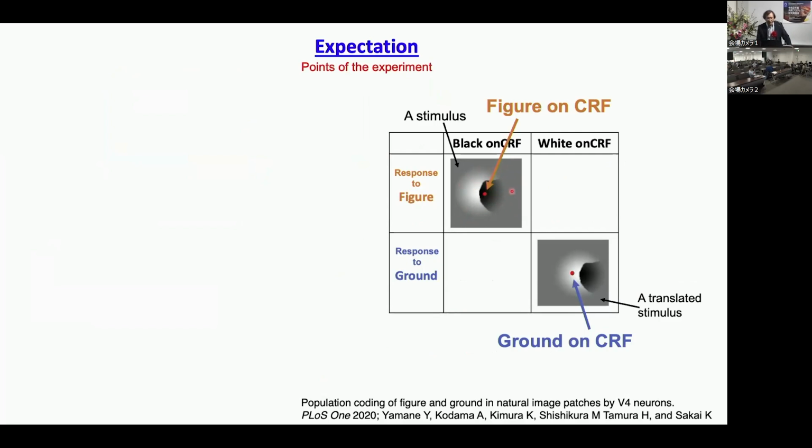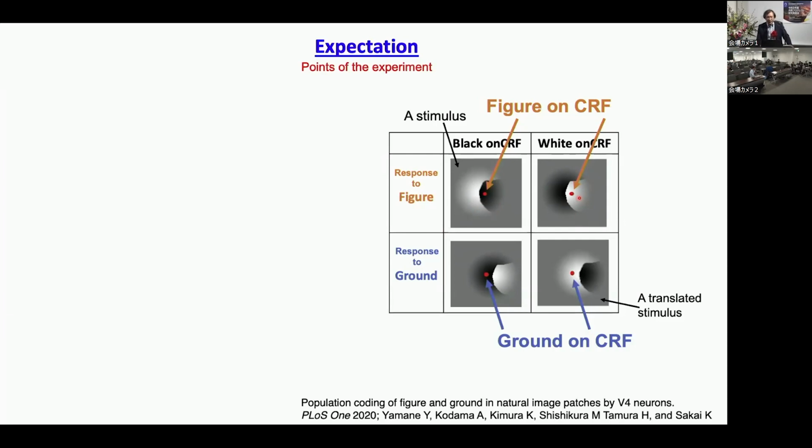So with this case, we get the response of this cell to the figure. And then we move this stimulus a little bit to the right. Then we get the response to the ground. So in this way, we can get the responses to figure and ground. And we can also change the contrast. In this case, the figure was black, but we can change it to white. And we are now interested in the figure, so it shouldn't depend on the contrast.